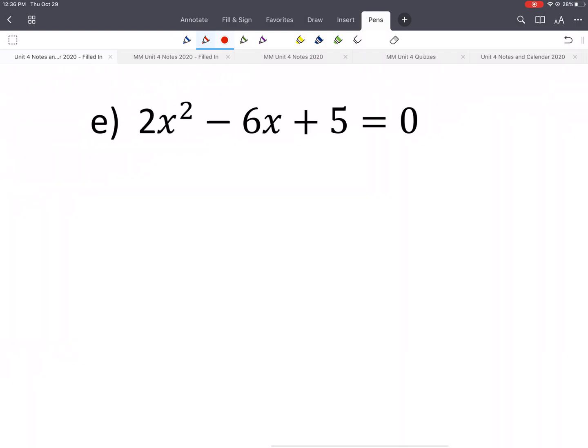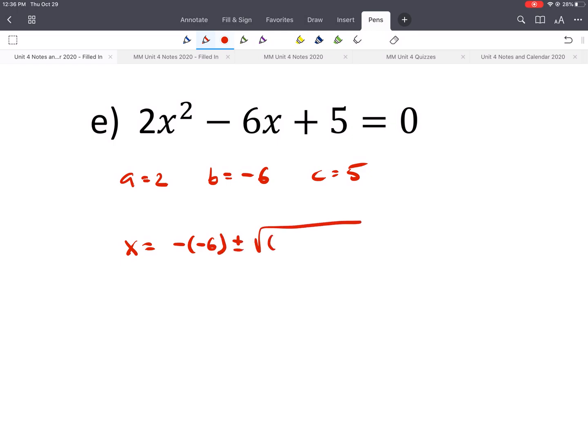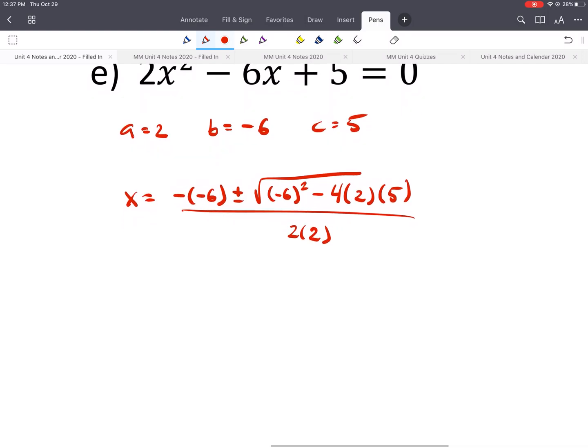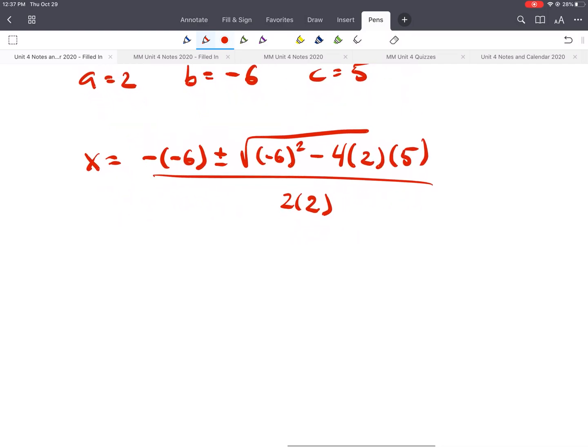All right, so here's another example. A is 2, and I know some of you guys will just want to write it like this. I would suggest that you write them separately so you make sure you have the right, like the negative 6 on there. C is 5. Okay, so x equals negative b, a negative 6, plus or minus the square root of b, negative 6 squared, minus 4ac all over 2a. Right? And maybe give this a pause and see if you can finish this up by yourself.